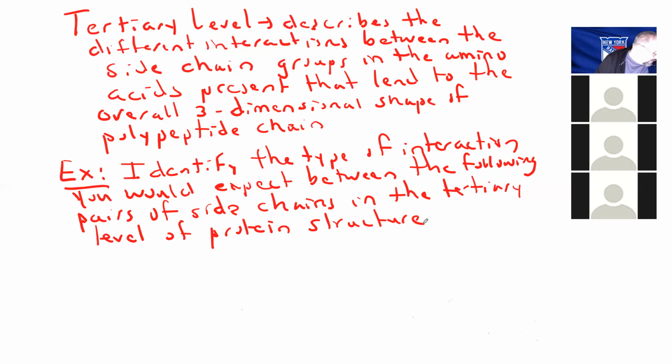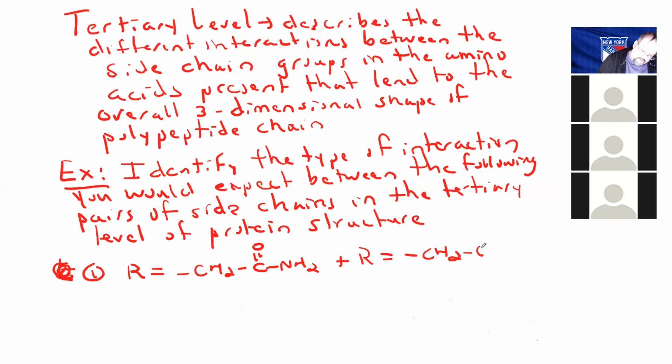All right. So in the first example, number one, our first side chain is CH2, C double bond O, NH2. And then the second side chain is CH2, OH. All right. So what do we have going on here?